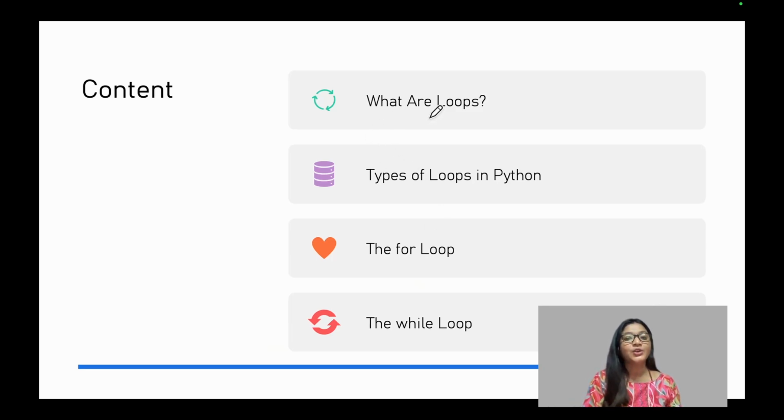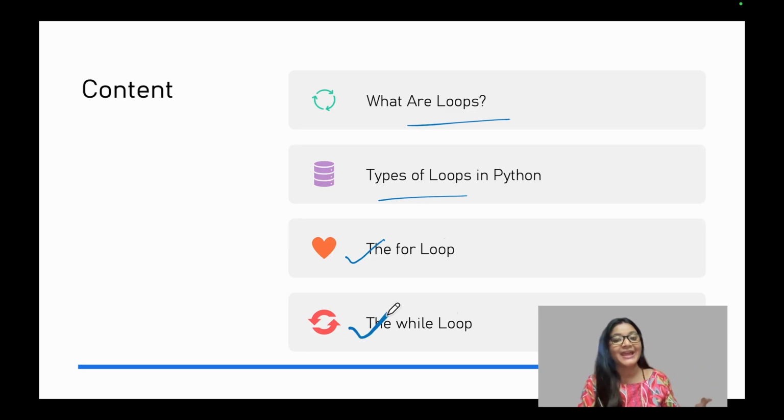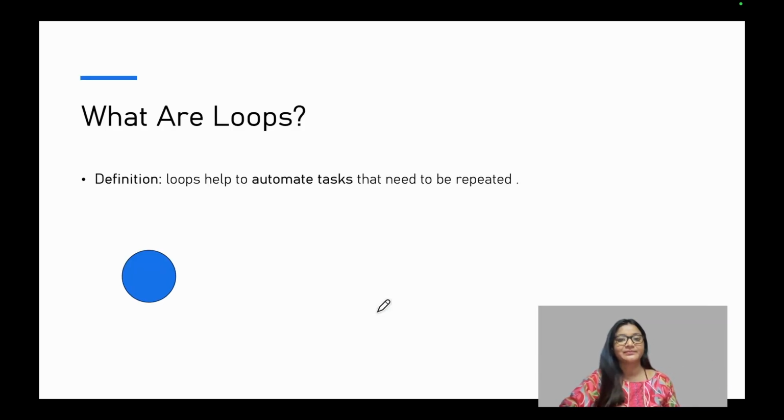Firstly, we are going to explore what loops are. Secondly, we'll check out the different types of loops in Python, and then we will explore the for loop and while loop. Okay? So, what are loops?